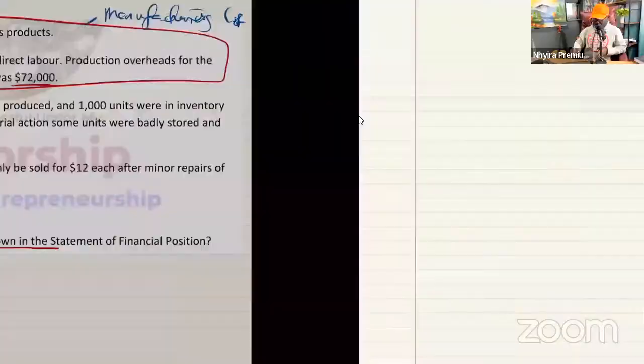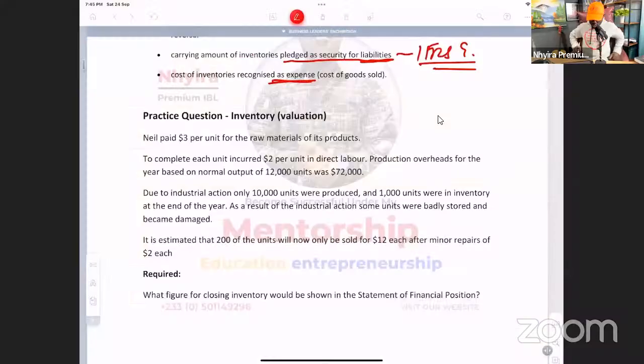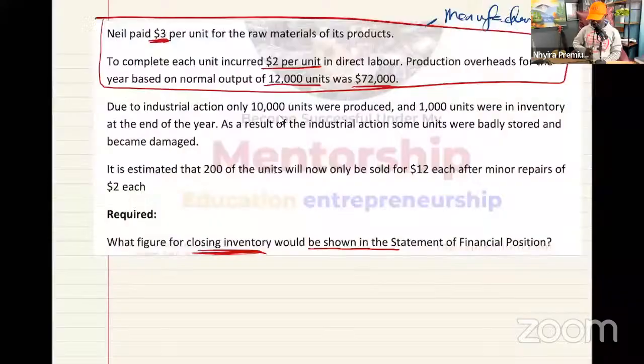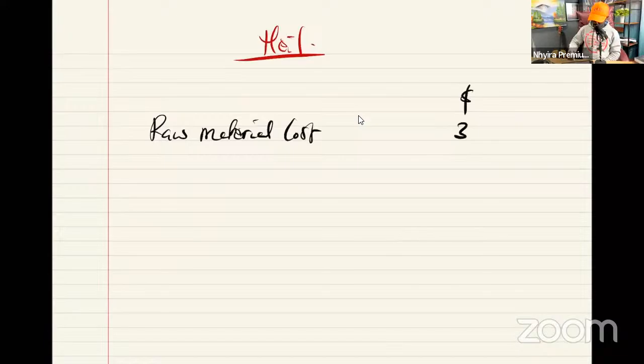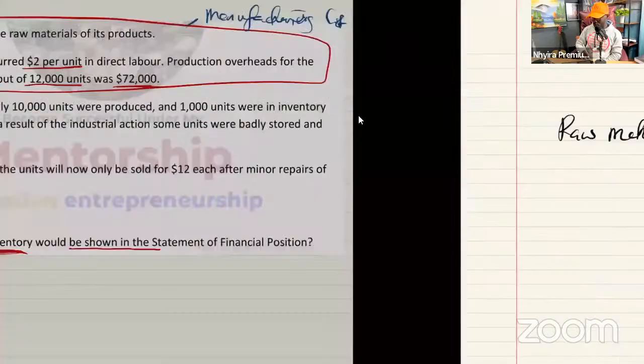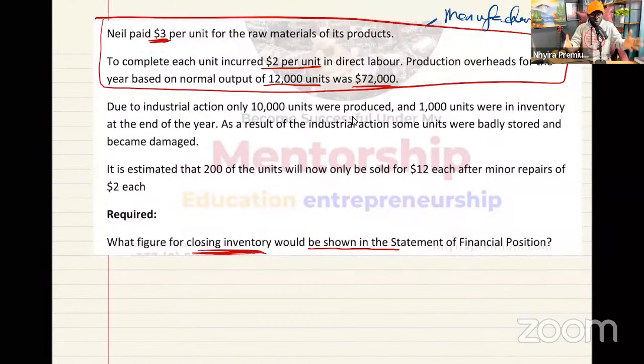So let's go here. Let's see what we have. Raw material cost is $3. Then labor cost, we are told, is $2 in the question. Stay with me carefully. Then he says production overheads for the year based on normal output of 12,000 units was $72,000. So that would be factory overheads.